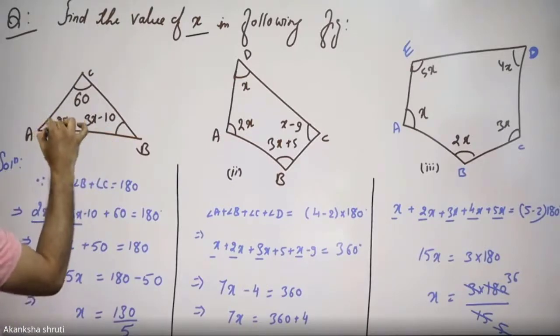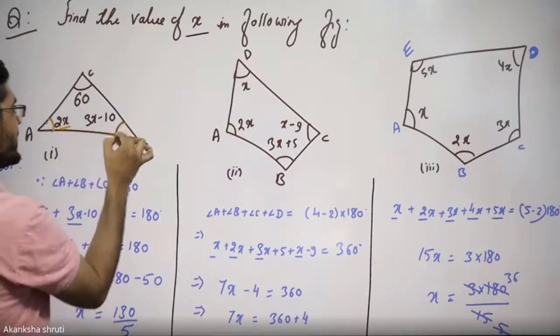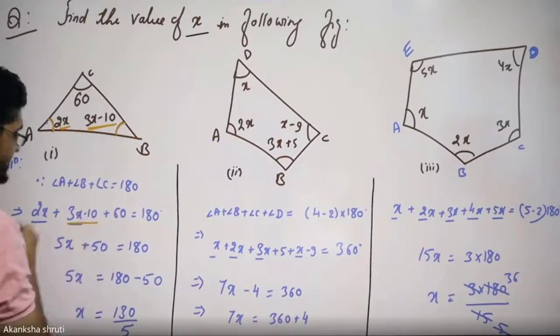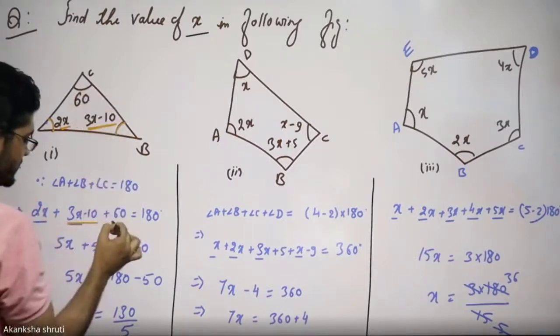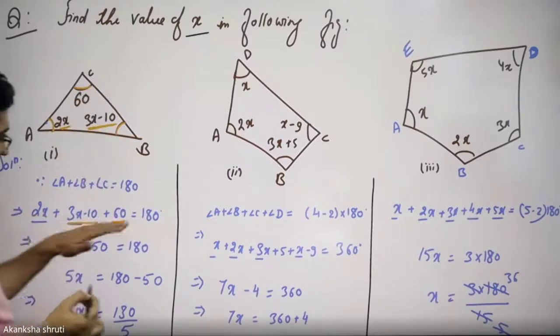So here this angle A is our 2x, so we have taken 2x. The angle B is our 3x minus 10, so we have taken 3x minus 10. And C is 60, so this 60. Okay, students? So the sum of all these is 180.